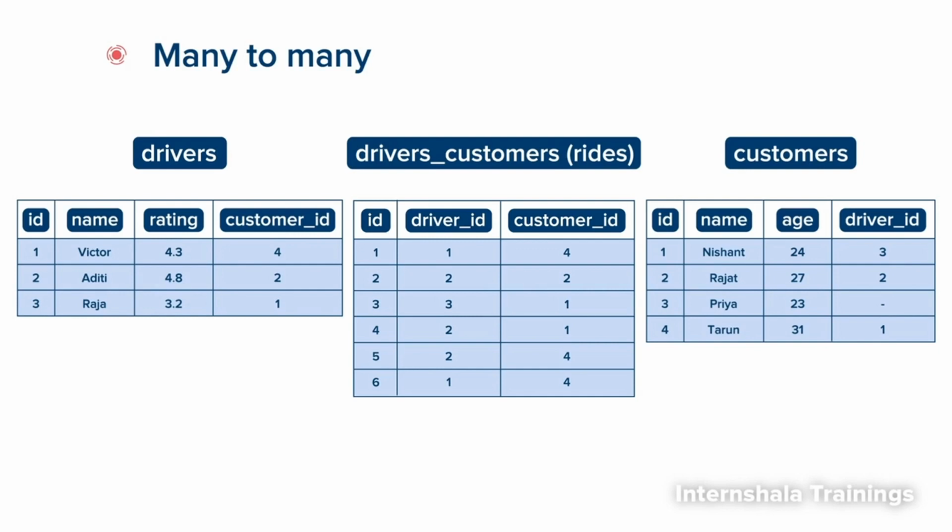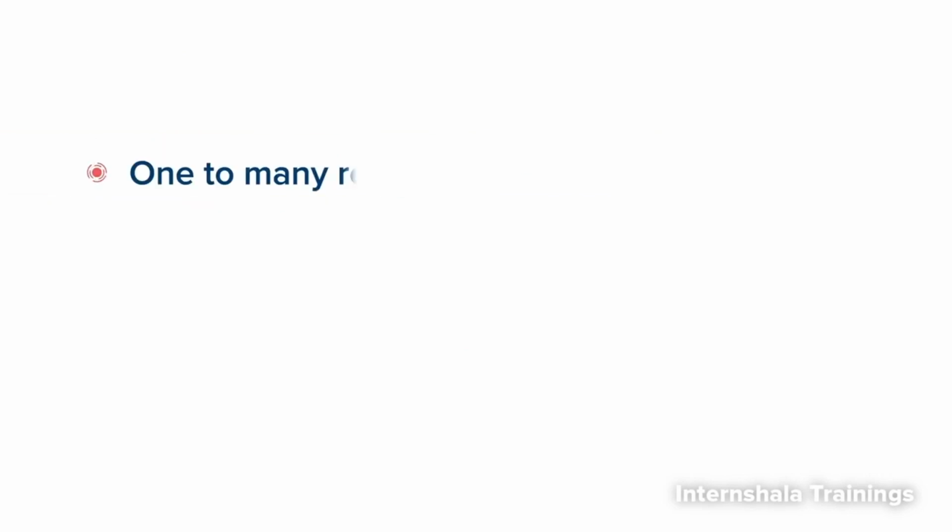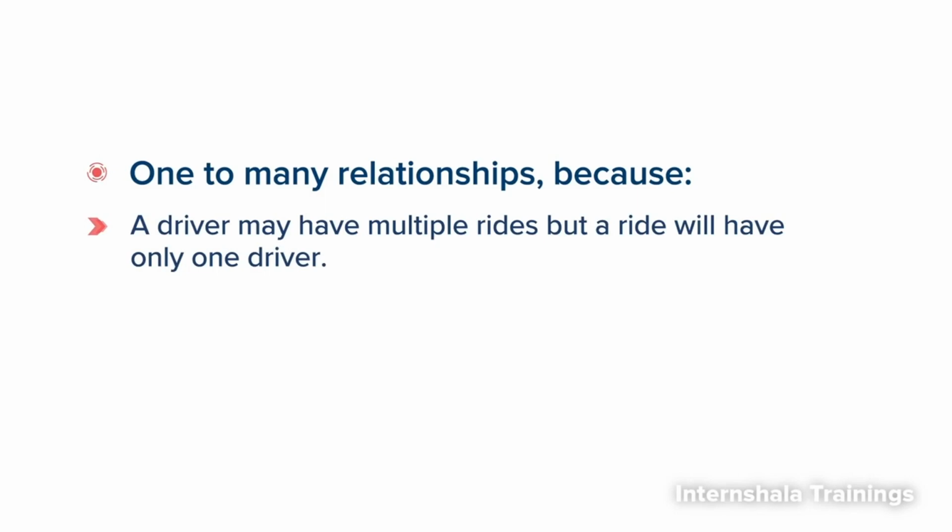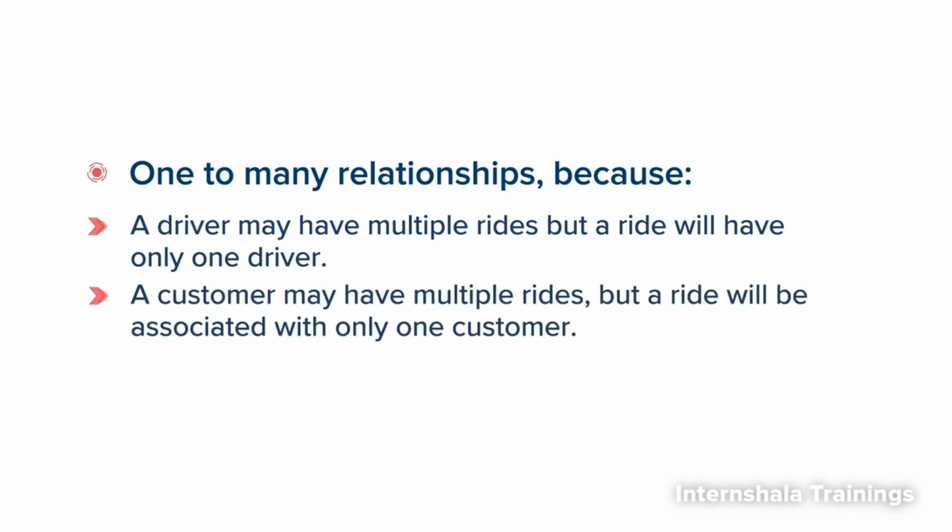Can you guess what will be the relationship in both these cases? Think for a moment. It's pretty simple. In both the cases, it will be one-to-many relationships. This is because a driver may have multiple rides, but a ride will have only one driver. And a customer may have multiple rides, but a ride will be associated with only one customer. Since it is impossible to represent a many-to-many relationship directly between two tables, we created a mediator table to have a one-to-many relationship with the original two tables.